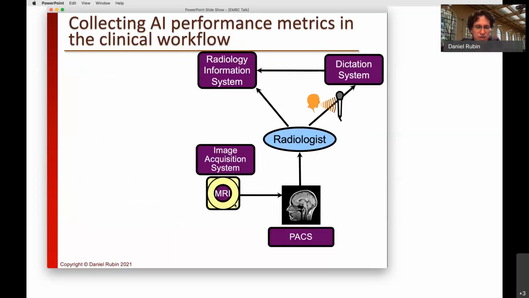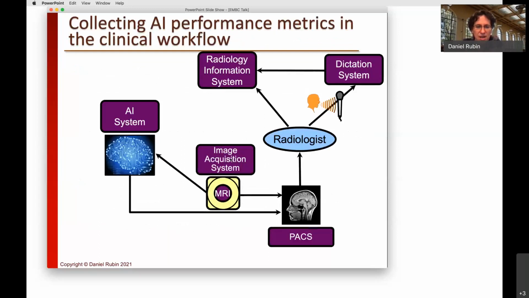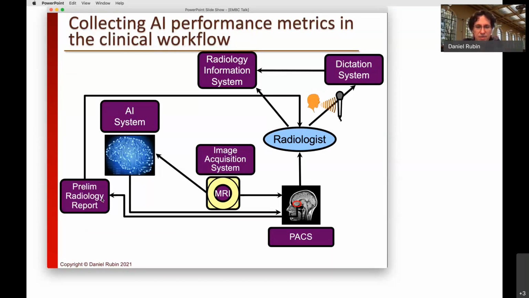This is sort of the image workflow without AI. The image acquisition system generates the image, makes it available in the PACS. The radiologist looks at it, generates a report that goes to the radiology information system. When you introduce AI, the image also goes to the AI, it generates its result. It might put a circle on the image for an abnormality. The radiologist will look at that and generate a report. And they'll consider both the AI and the result without the AI.